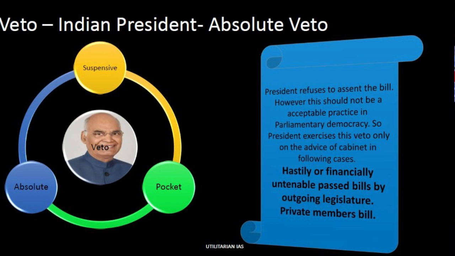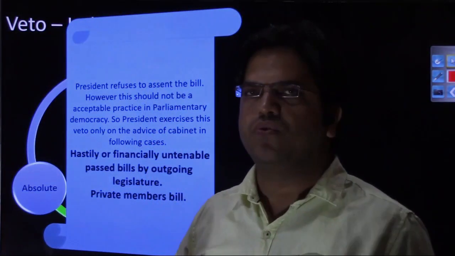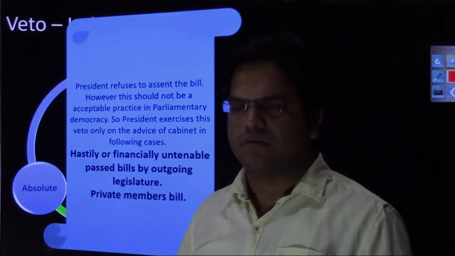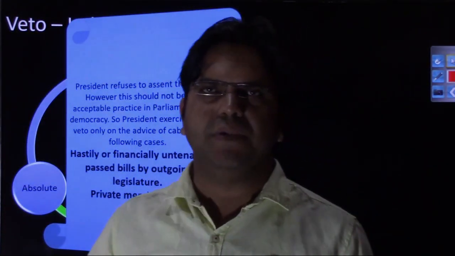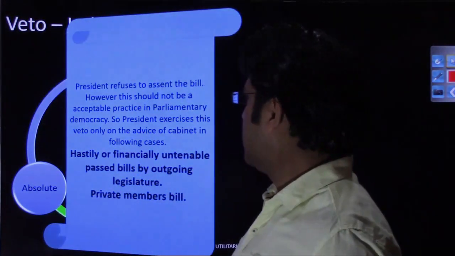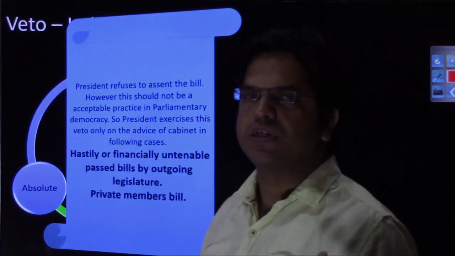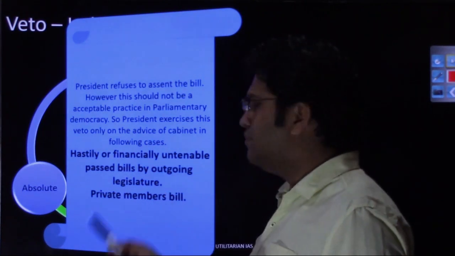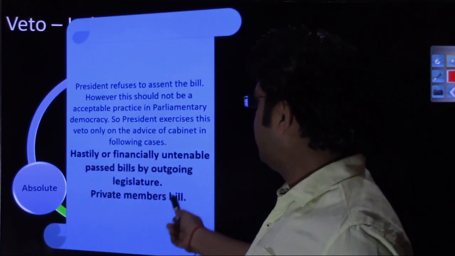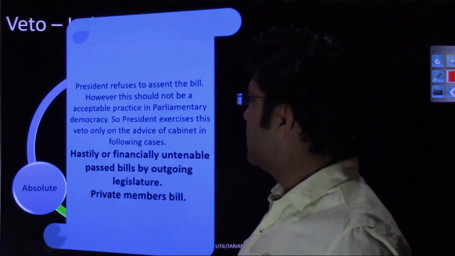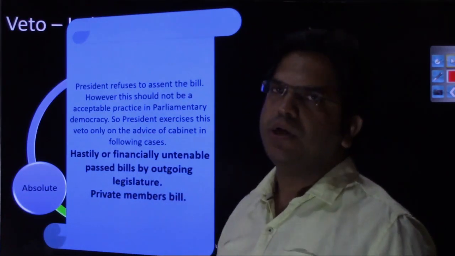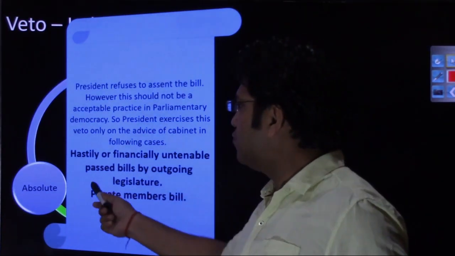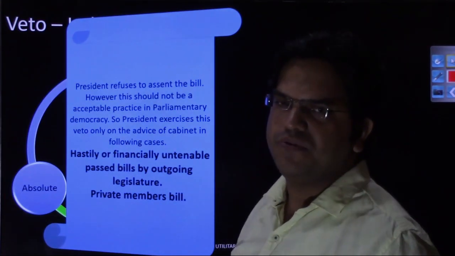The second case could be if a private member bill gets passed. Here there is no issue of a new cabinet or the previous cabinet, it is the same cabinet. Suppose the current government is in the middle of its term, and a private member bill, suppose Shashi Tharoor ensures that his bill is passed. If the current cabinet suggests the president not to sign that private member bill, even in this case the veto of the president will be called the absolute veto, right?